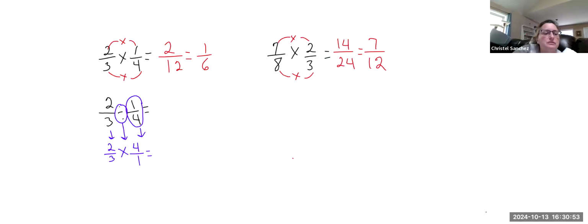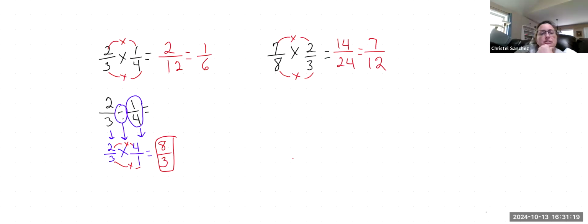So what did we do with a multiplication problem? We multiplied straight across. So 2 times 4 is 8, and 3 times 1 is 3. Now, can I leave this answer this way? Can I say, hey, bring me 8/3? You're going to look at me like I've got 3 heads, right?